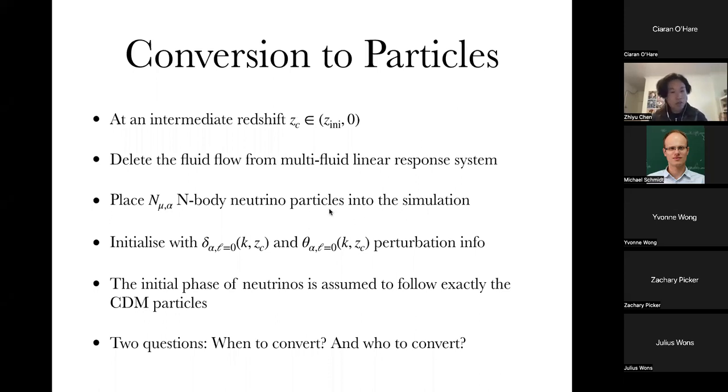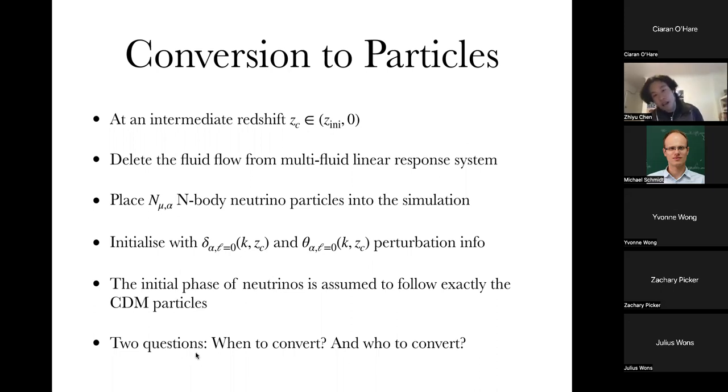Now these particles need instructions on what they're doing, because the multi-fluid has been tracking their behavior up to this point. So you use the multi-fluid information up to that point as the initial instructions on what the particles should be doing in the first time step. The density information tells you how they should be correlated density-wise, and theta, the velocity divergence, tells you what the initial velocities should be. We assume that the initial phase follows exactly the CDM particles because the perturbation theory assumed they're completely in phase. So it seems like a very good place to start.